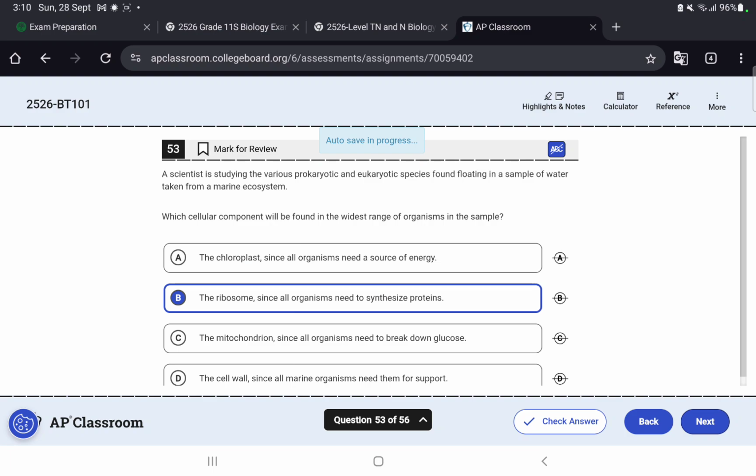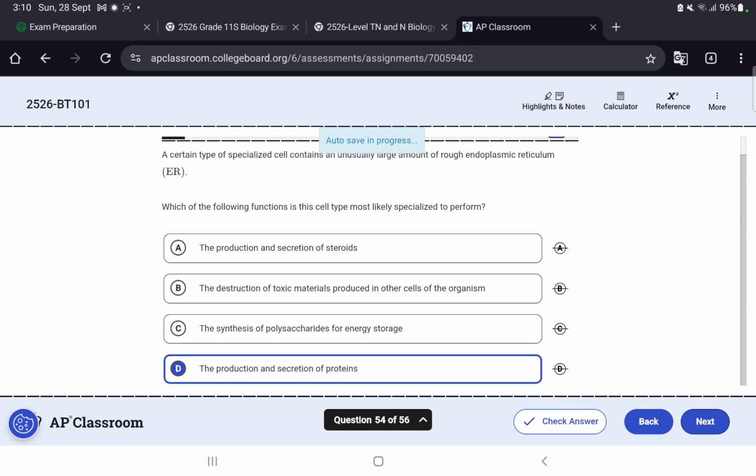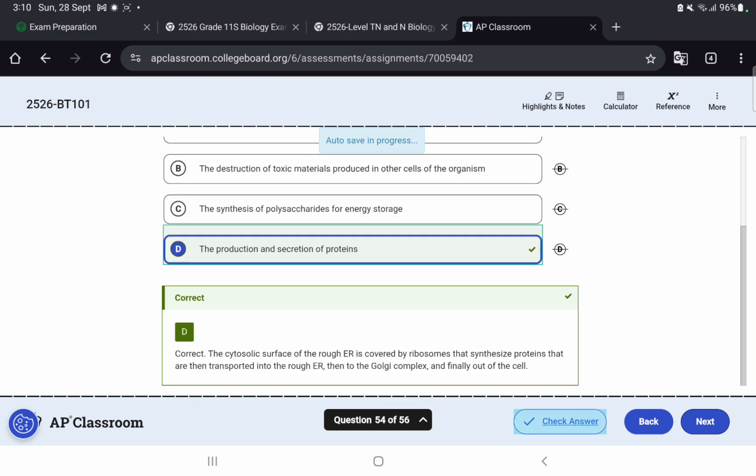Which cellular component will be found in the widest range of organisms in the sample? So they're comparing a prokaryote and a eukaryote, and we know that both eukaryotes and prokaryotes have ribosomes, which is why this one is correct. A certain type of specialized cell contains an unusually large amount of rough endoplasmic reticulum. So which of the following functions is the cell type most likely specialized to perform? So what does the RER do? It produces and secretes proteins. What is the cell most likely to do? Produce and secrete proteins.